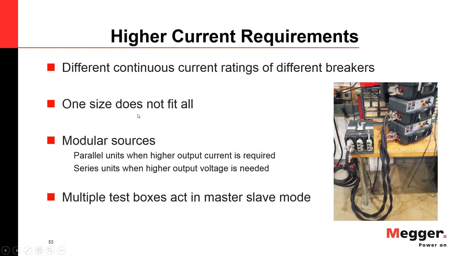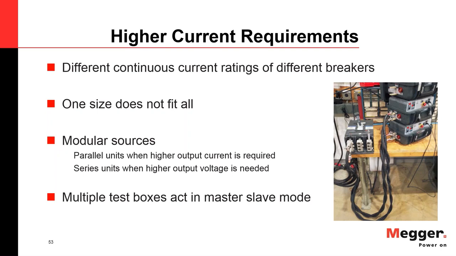When we're talking about current requirements, as we just learned with the long time pickup and the instantaneous is typically set between 8 and 12 times the continuous current rating or the sensor rating. So you need a tester that is capable of putting out a current in the range of 3 times your continuous ratings for a long time, and a tester that is able to pulse a fairly high current, 10 times the rated current. If you need higher currents, use a bigger tester, and this is what I mean by one size does not fit all.